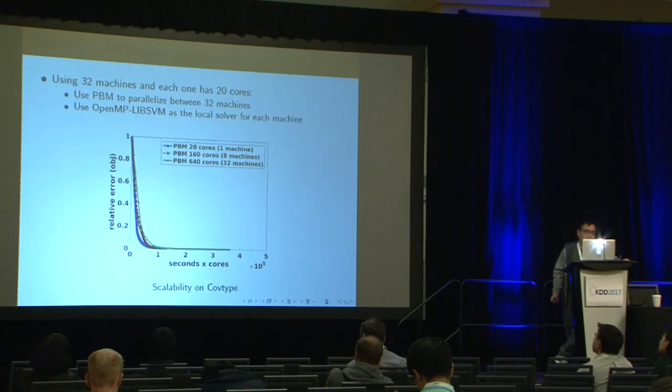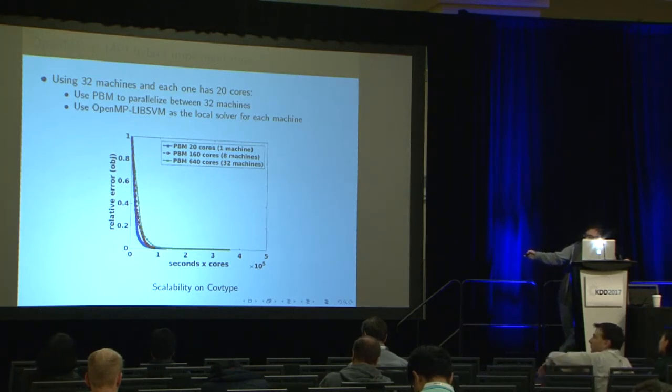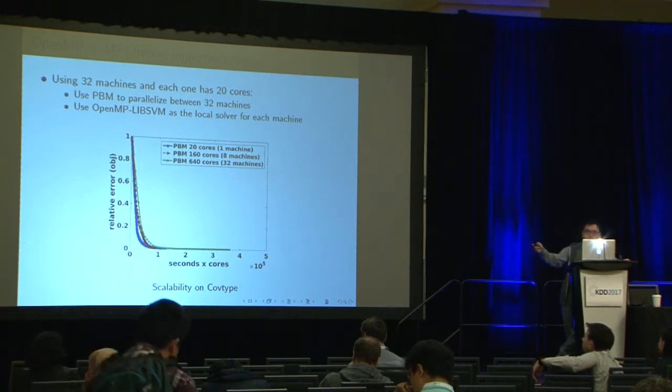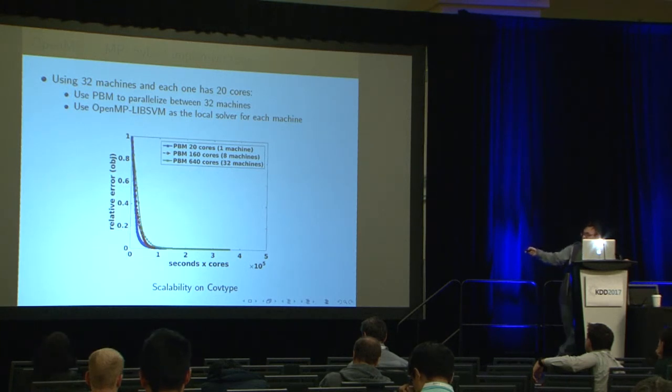And finally, we have an OpenMP plus MPI hybrid implementation. So you can use a distributed system. You can also use the multi-cores in each machine. And this is the speed up. So basically, the x-axis is seconds multiplied by number of cores. And the y-axis is the objective function. So if the curves overlap, then you get exactly linear speed up. So the curves almost overlap, which means we almost have a linear speed up using multiple machines.